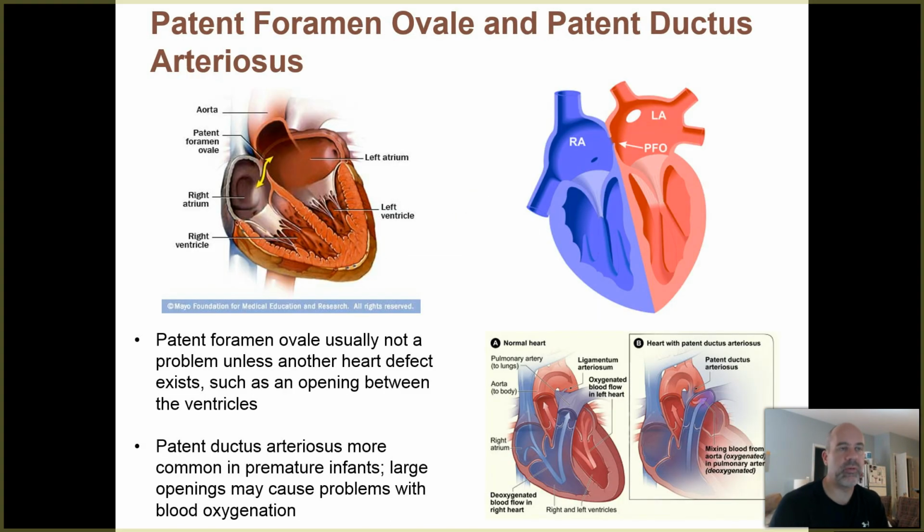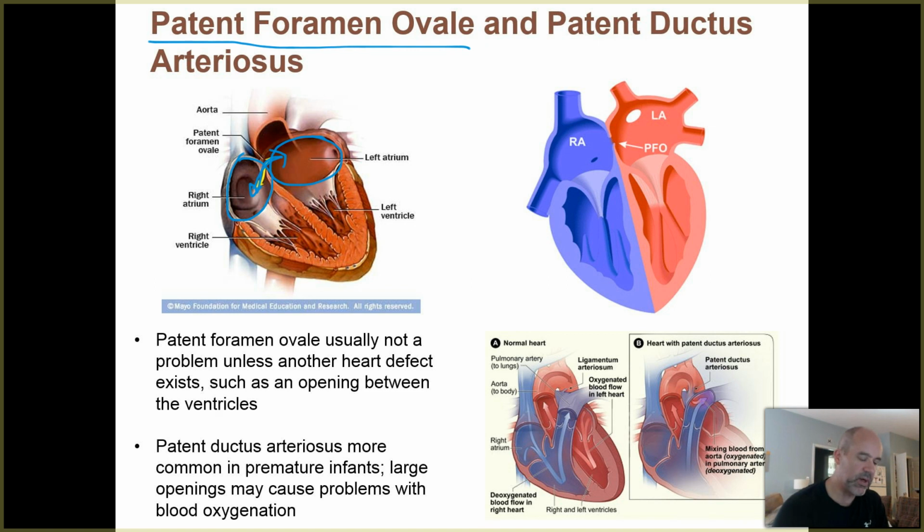Okay, so sometimes babies are born and these features don't close off properly. So if the foramen ovale, which is what they're showing you here, there's the right atrium, left atrium, there's an opening there in between the two atria. If that does not close off after birth, that's a condition called patent foramen ovale.